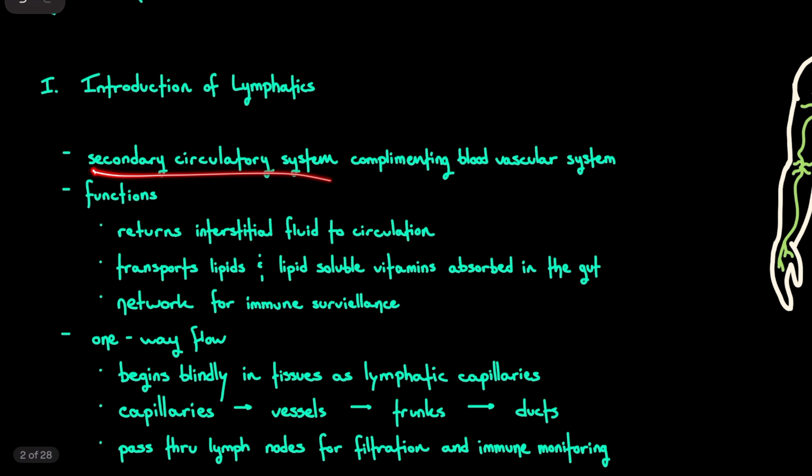This is a secondary circulatory system that's complementing your blood vascular system. All right, so a secondary set of tubes, but with a different purpose, right? We already have something taking care of nutrient delivery and oxygen delivery. What's the point of this tubage? Well, it's going to return interstitial fluid to circulation, transporting lipids, which is a huge function here, and a network for immune surveillance. So not only do we have this set of tubage, but we have filters along the way to check for pathogens and any unwanted debris.